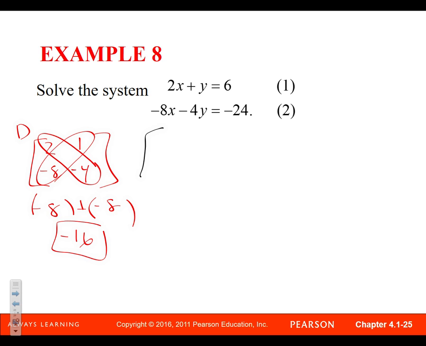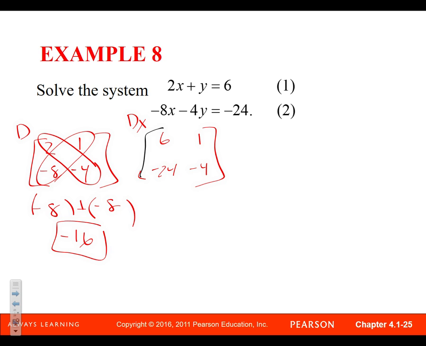Now, the next one I'm going to call the Dx. Okay? Dx. Because this is Dx, I'm going to put the answers in the x column. So 6, -24. And then the y's, I'm going to leave alone. So 1, -4. Everyone okay with that? Everyone see what I did? In the Dx matrix, I'm putting the answers in for x and leaving the y alone. Not a big thing, is it?